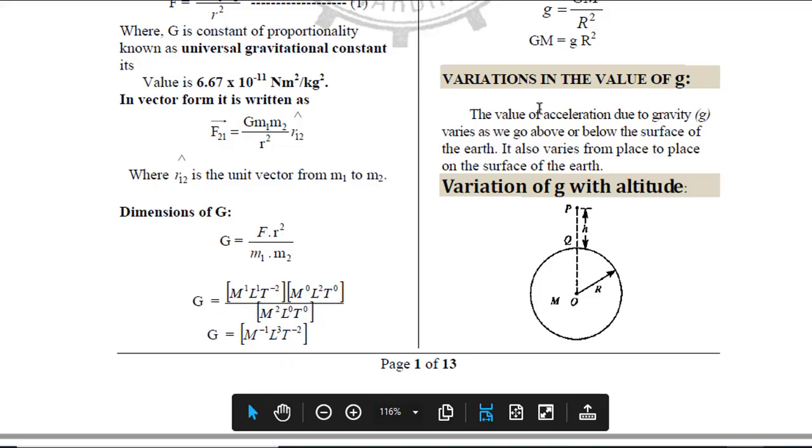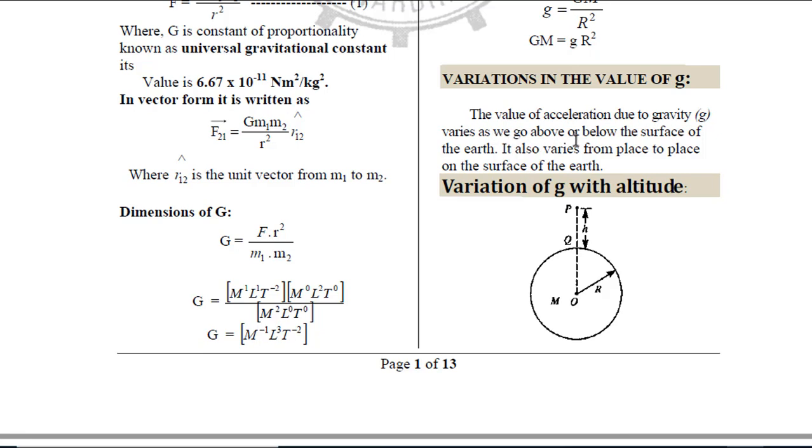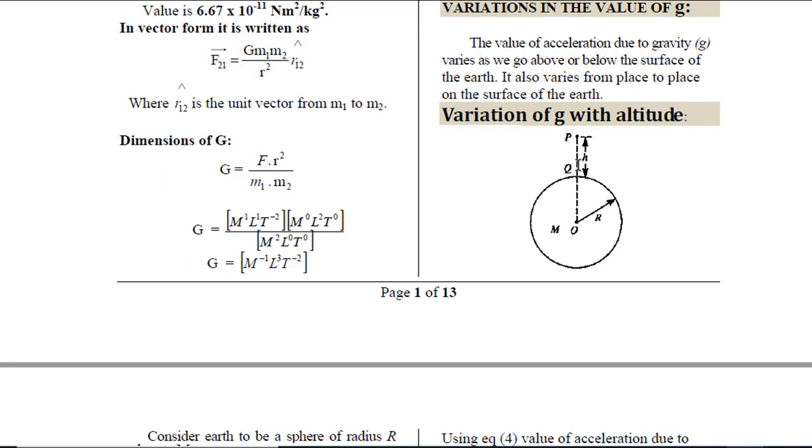So we are seeing here that the value of acceleration due to gravity varies as we go below and above the surface of the earth. It also varies from place to place on the surface of the earth, and that's where the rotation and the shape of the earth comes in. So let us start with variation with altitude.